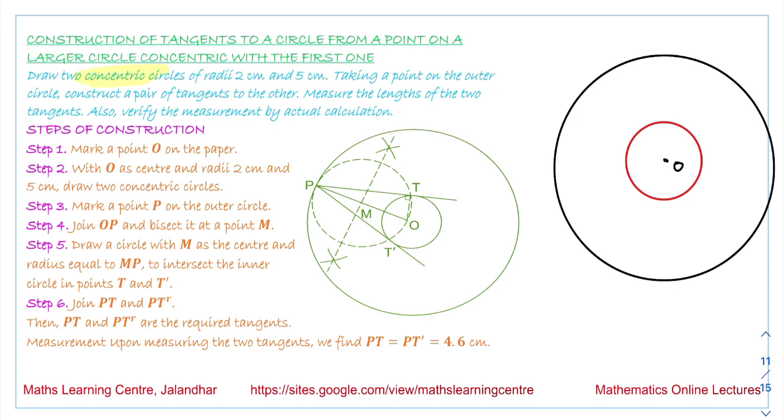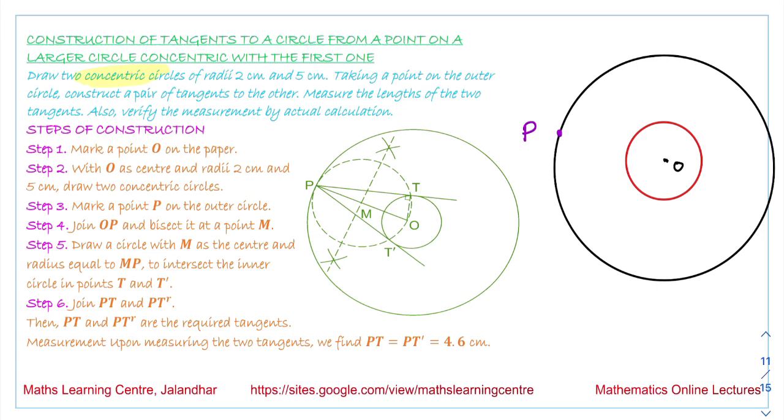circles. Next, we are taking a point on the outer circle and constructing a pair of tangents to the other. So we have taken a point P on the outer circle, and we have to construct the pair of tangents to the inner circle. Measure the length of the two tangents. Also verify the measurement by actual calculation.